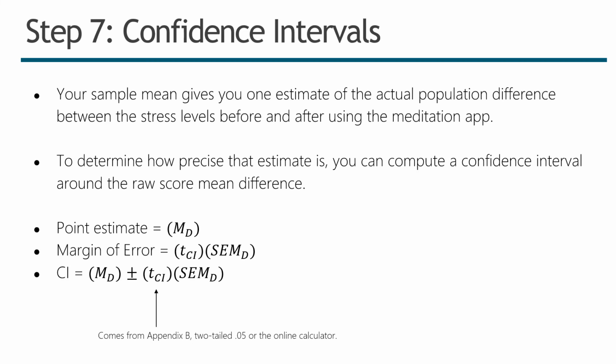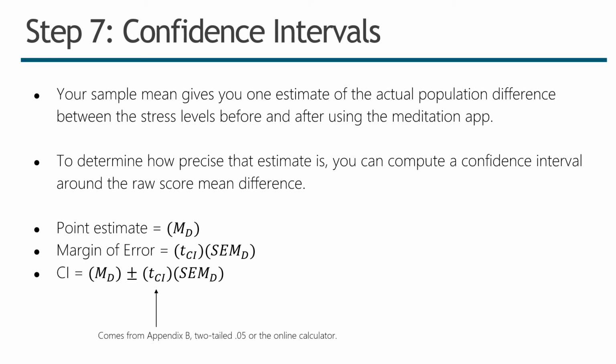So our sample mean difference gives us an estimate of the actual difference between stress levels before and after using the meditation app in the population. Now, if we want to know how precise that one estimate is, we can compute a confidence interval around the raw score mean difference.